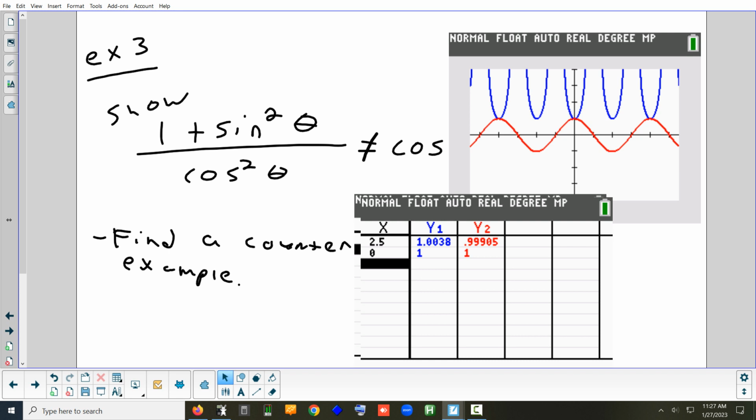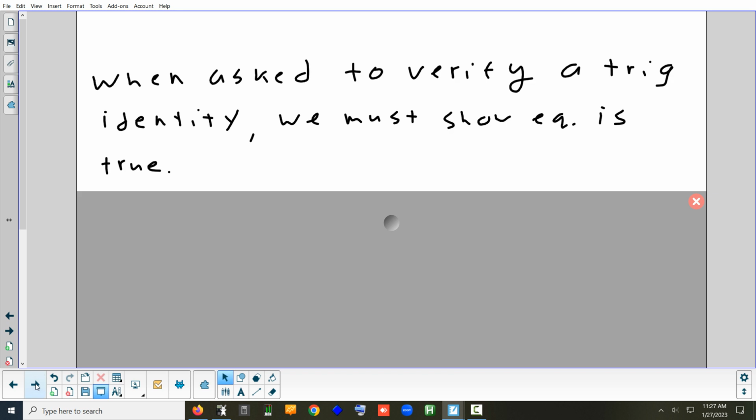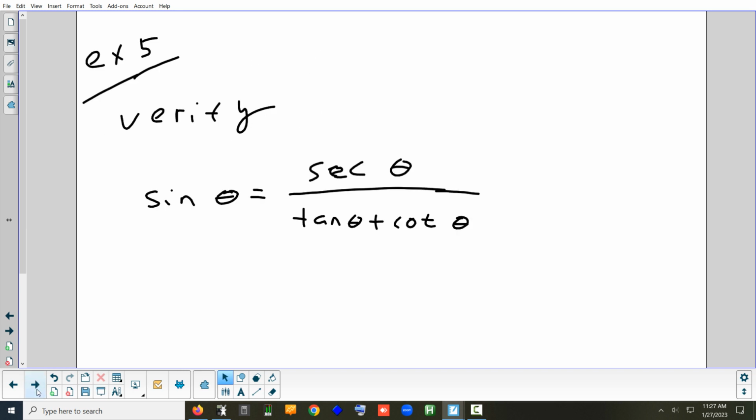Question on that? So verify is the other type of problem I mentioned to you. It's a little easier than simplify because you know what to start with, you know what to end with. You just have to figure out how to get from the more complicated stuff to the simpler stuff.